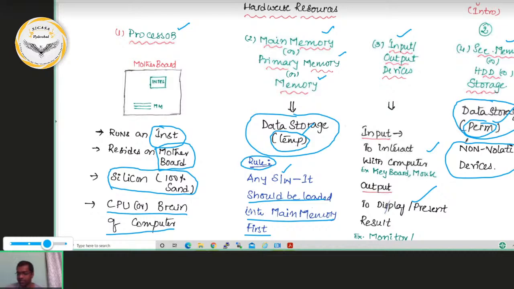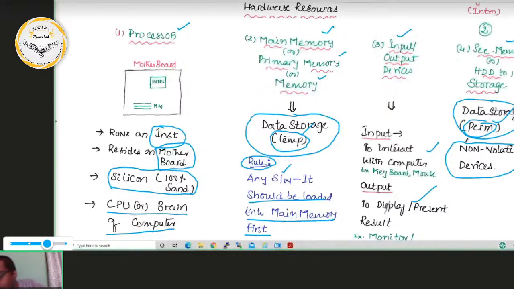Whenever you install any software on your mobile, desktop or laptop, where exactly will the software be installed? Will it be installed in the processor, main memory, input output devices, or secondary memory? Always, any software has to be installed in the secondary memory only. It should not be installed in the main memory.